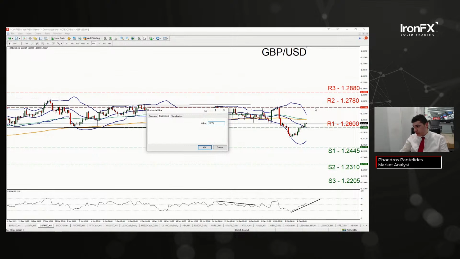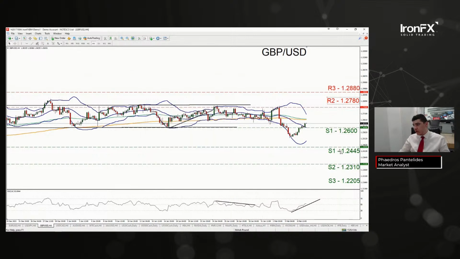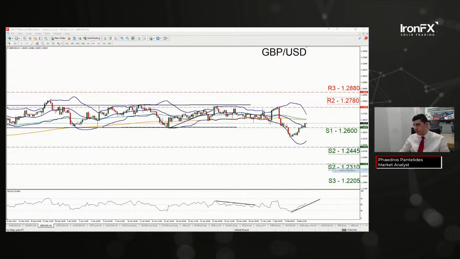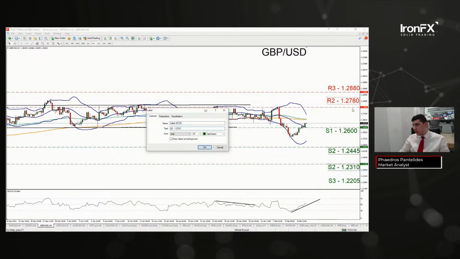If not, failing to break above R1 or staying between S1 and R1. 1.275, 1.2760. That would, let's just switch this one. I've got S2 at 1.2445, and I've got S3 at 1.2310. I've got resistance at 1.2760.